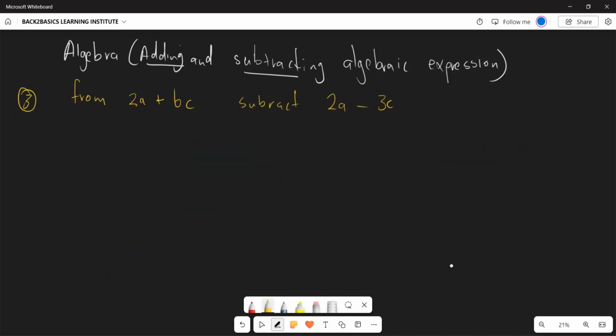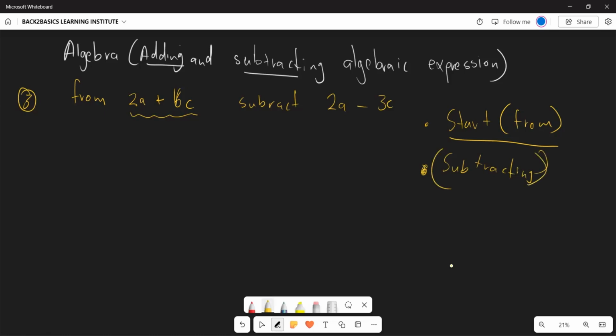Our example 3. They are saying from 2a plus 6c, subtract 2a, subtract 3c. Now, what is important? Every time you need to start from this word from, right? Which means you're going to start with the word from, and then what you are subtracting must be in a bracket. So you look at the word from, and then subtract what you are required to subtract, and whatever you are subtracting, you use the brackets.